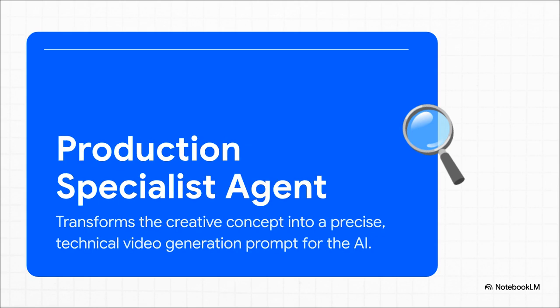And finally, we have the production specialist. This agent has a super important job. It's a translator. It takes all those cool creative ideas from the director and translates them into a very precise, very technical set of instructions, a prompt, that the next AI on the line, the video generator, can actually understand.